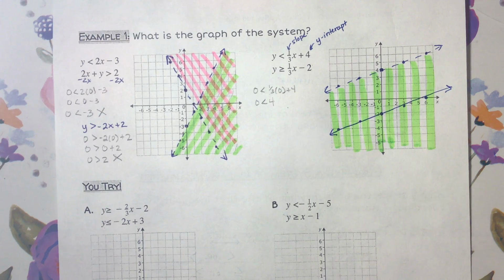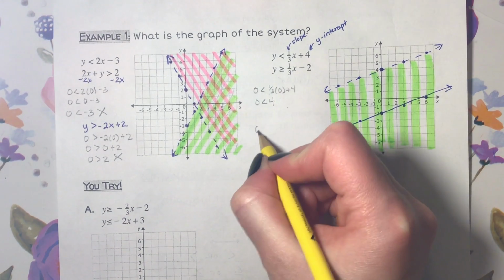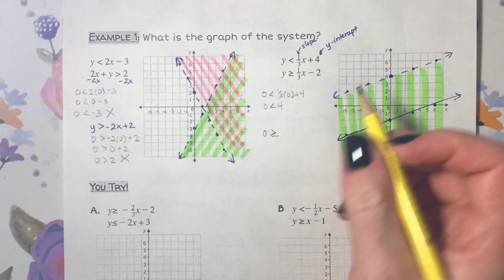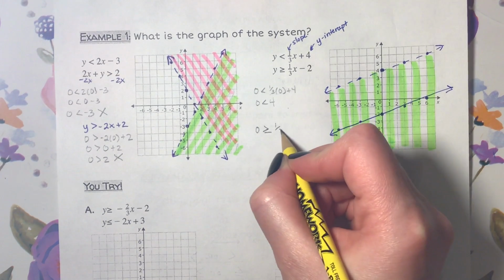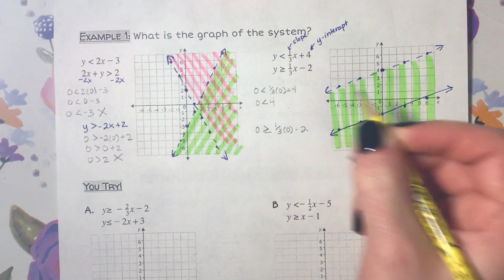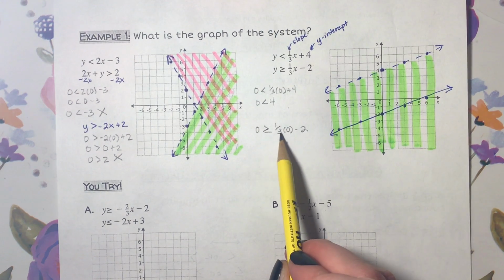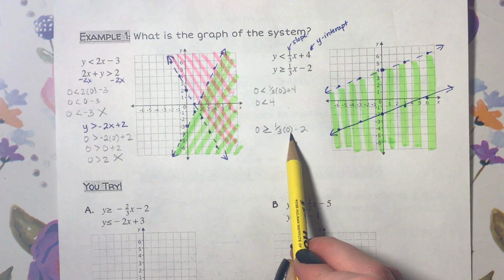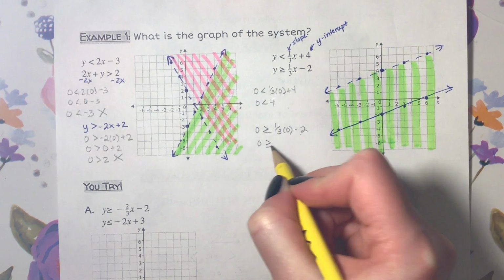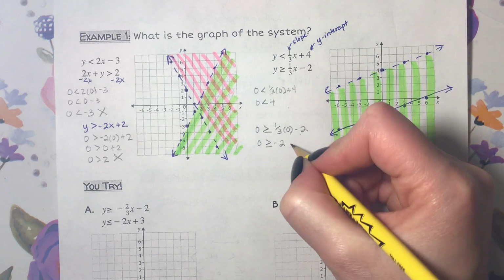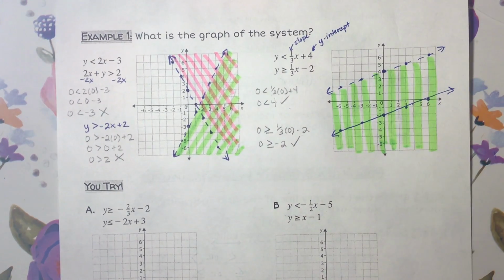And let's plug in the point 0, 0. So that's going to be 0 is greater than or equal to 1/3 times 0 minus 2. 1/3 times 0 is just 0, and then 0 minus 2 is -2. So I have 0 is greater than or equal to -2. Is that true? Yes, both of those ended up being true.